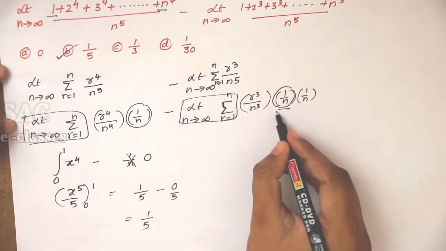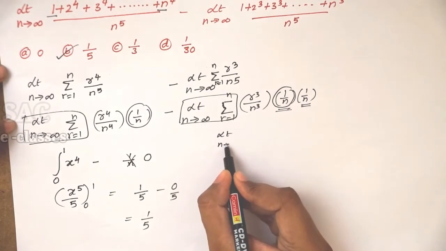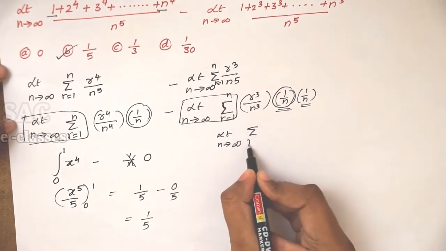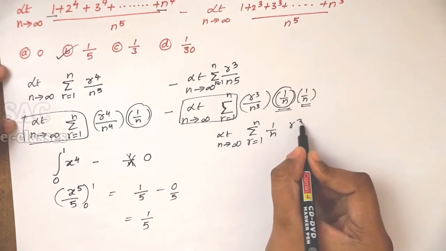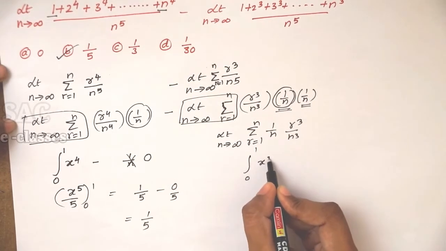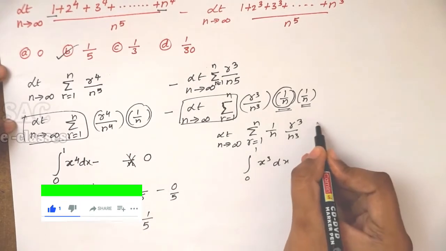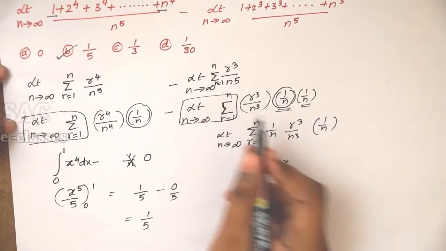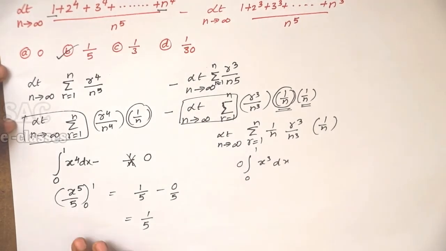So here clearly 1 by n square is there. We know that limit n tends to infinity, sigma r equal to 1 to n into 1 by n, sum of r cube by n cube. We know it is 0 to 1, x cube dx we will get it. But here additionally 1 by n is there. We know that 1 by n value is what? 0. So 0 into something, 0.